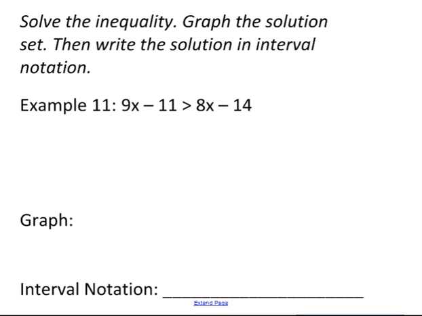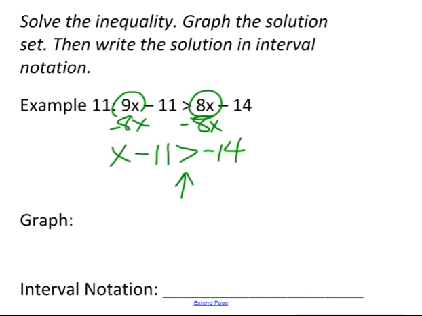So let's look at example 11. I have 9x minus 11 is greater than 8x minus 14. Do your best when you put the x's on the same side to make the x's positive. It'll make your life easier. So instead of subtracting 9x, that would give me a negative x, which we don't want, I'm going to subtract 8x. If I take 9x and subtract 8x, I have 1x left over.